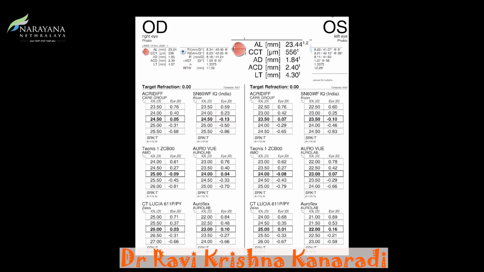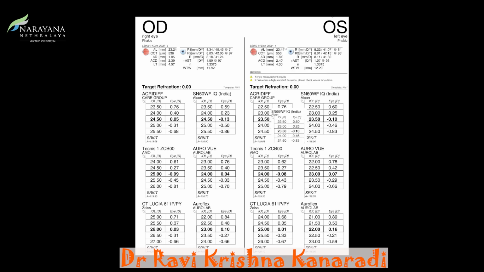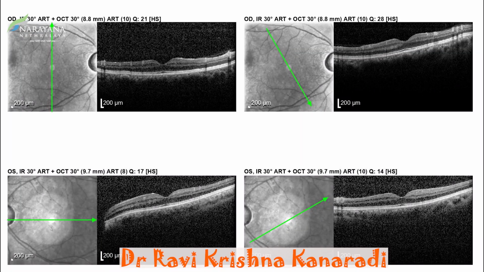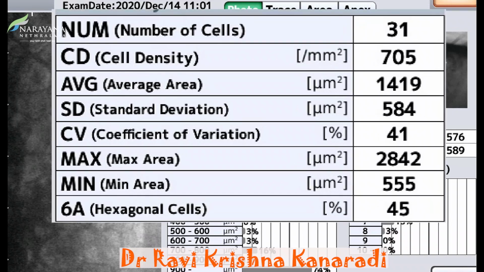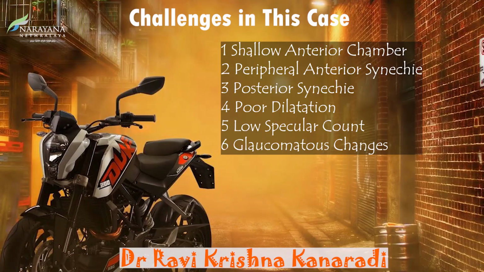Optical biometry revealed normal axial length with decreased anterior chamber depth. IOL power chosen was plus 23.5 diopter. Macular OCT was within normal limits. Specular microscopy is suggestive of low cell density below the critical count with increased coefficient of variation and altered hexagonality of endothelial cells. Challenges in this case are: number 1, shallow anterior chamber with multiple areas of peripheral anterior synechiae.